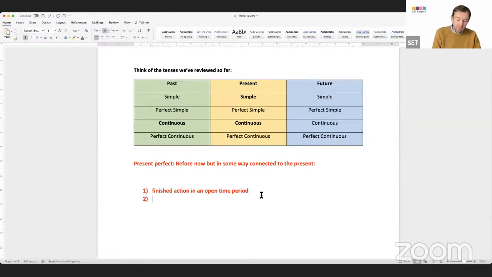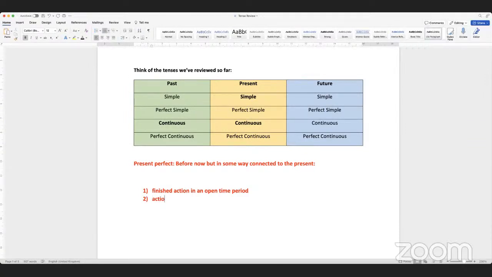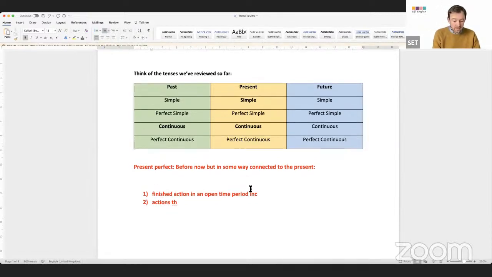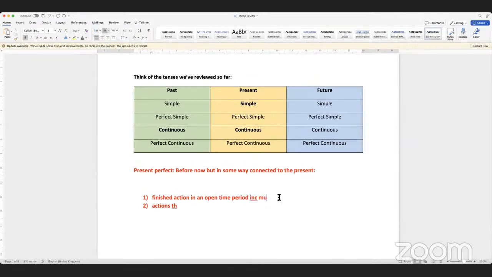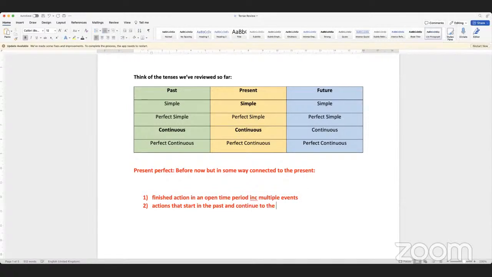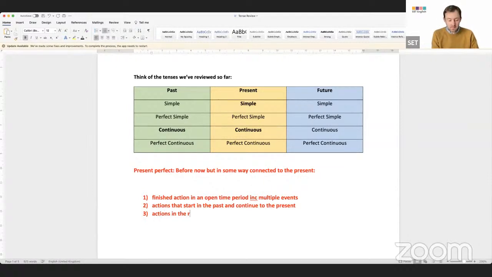What else have we got? Multiple events. Yeah, that one would be in this one, including multiple events that happened in a time period which is open. How about actions that start in the past and continue up to the present? And then we've got actions in the recent past that affect the present. So I think that's the way of thinking about present perfect.